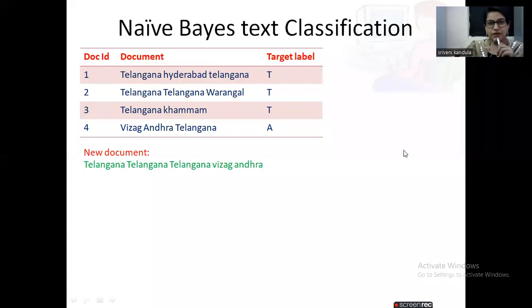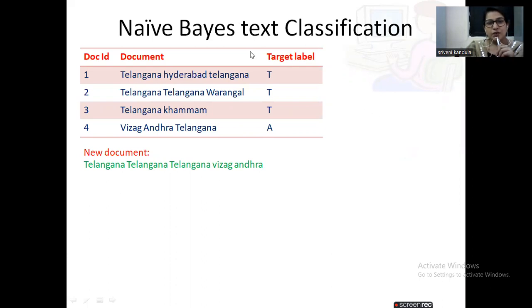Morning, everyone. Let us discuss Naive Bayes text classification. In the last session, we saw one example under Naive Bayes where we took the help of a dataset, a concept learning task. Here it is text classification, where we perform classification on textual data.